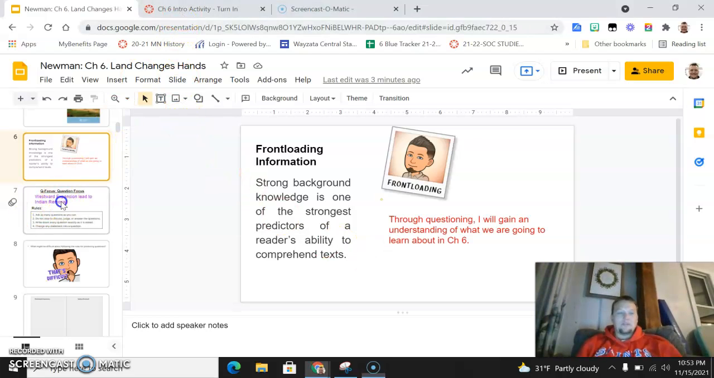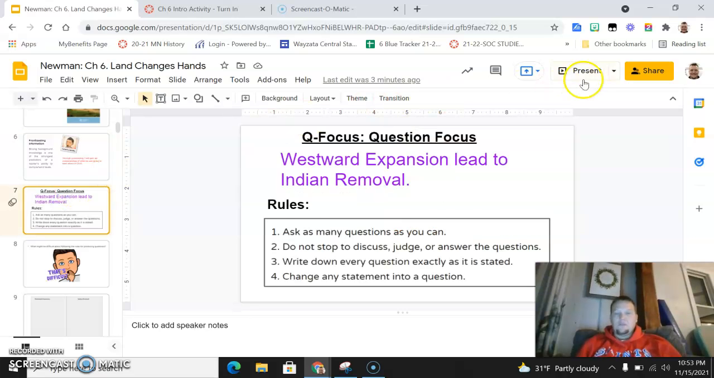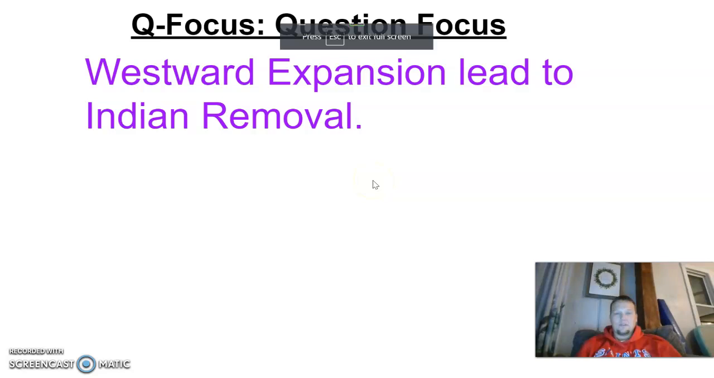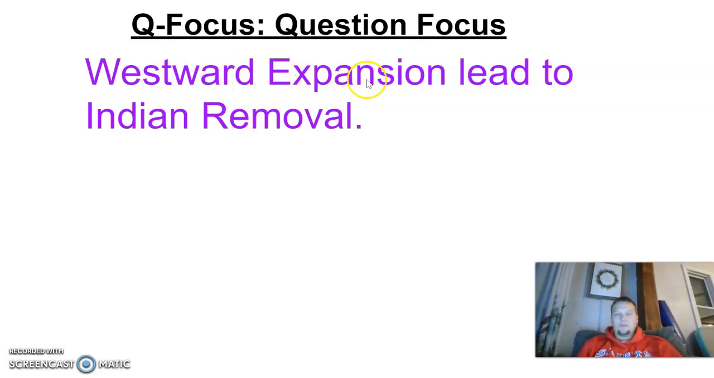So what you're going to end up doing today is something called Q focus, or question focus. So you're going to be asking a lot of questions. We're not going to look for answers yet, but we're just asking a lot of questions to try to expand our thinking and try to find some questions based on these two topics. So we're going to look at our Q focus, or our question focus, today as westward expansion leading to Indian removal.